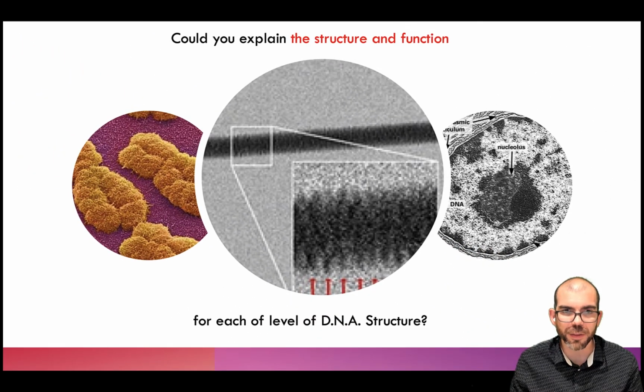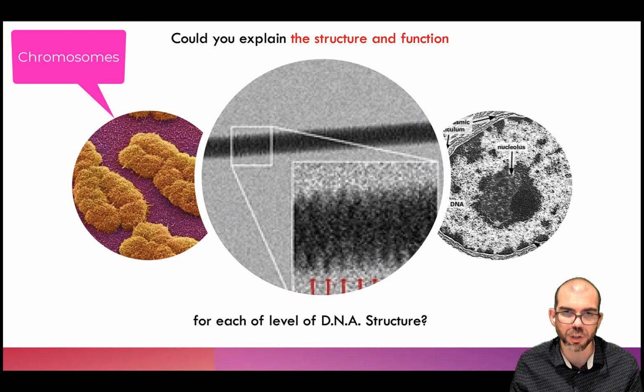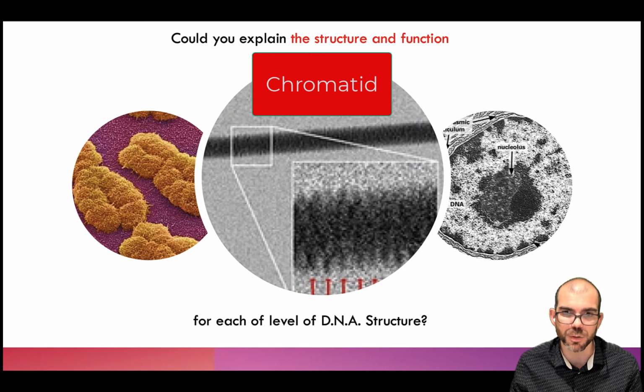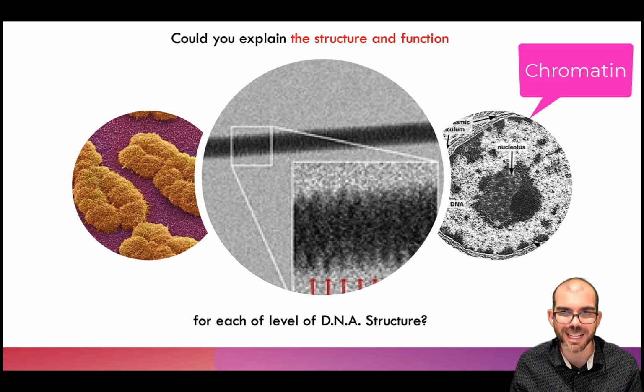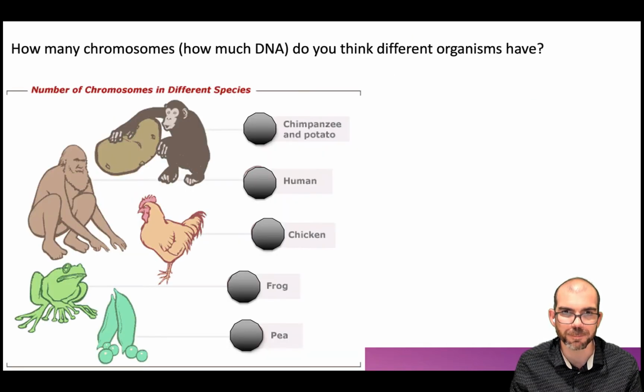Well, you can see on the far left, we have chromosomes, the largest structure, made of two homologous chromatids. In the middle, that is a chromatid zoomed in, and you can see DNA wrapping around histones and nucleosomes. And on the right, you can see chromatin inside the nucleus.